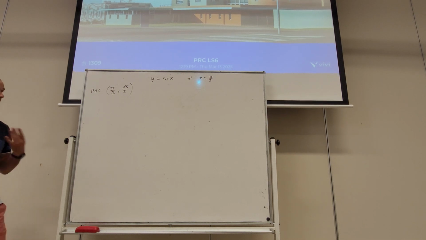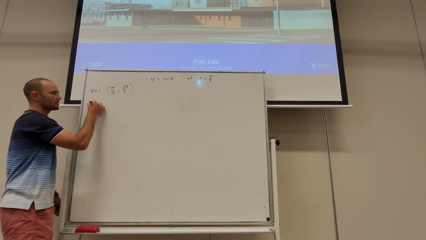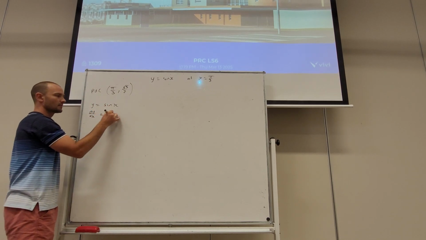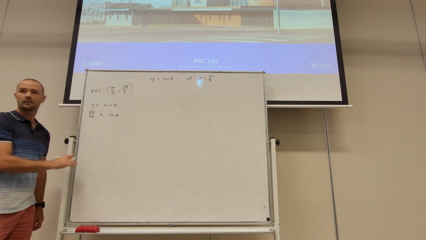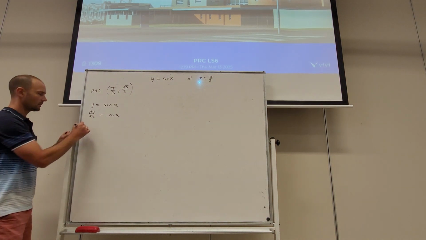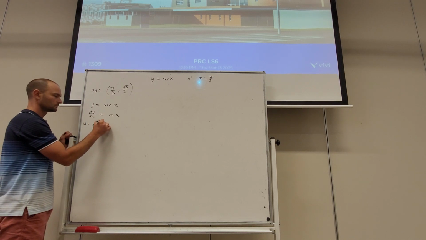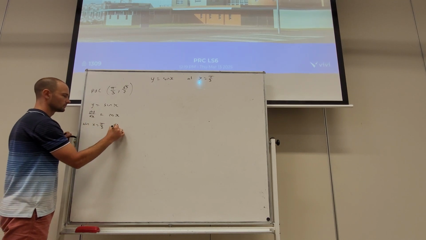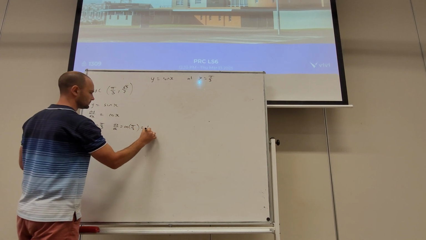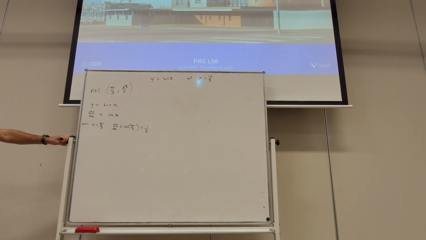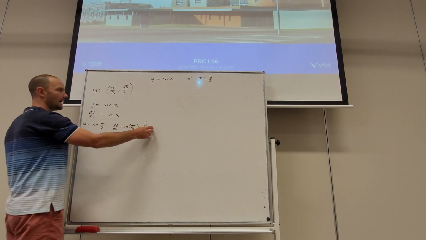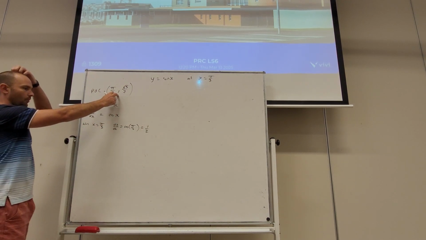Next, we need the slope function. So we have y is sine x, and the derivative of sine x is cos x. And we want to know the slope. We want to know what's the value of cos x when x is pi on 3. Cos of pi on 3? Half. Okay. So now we have the equation of a line. It has a slope of half and it passes through this point.